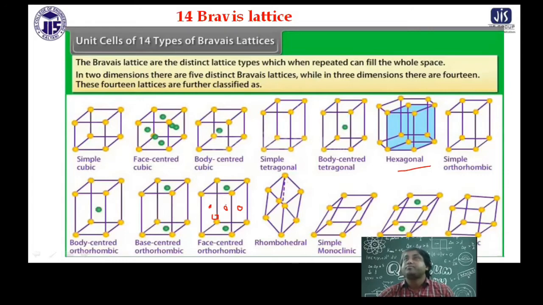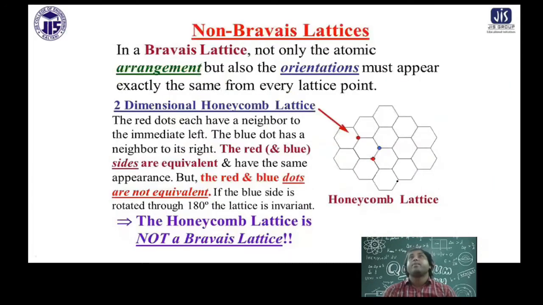Okay, 14 possibilities, and this is a non-possibility, like the honeycomb structure. Because in a lattice, every point should have an identical surrounding. The surroundings of this point and these points are different, or this point and these points are different. You can realize. So the idea is this much.